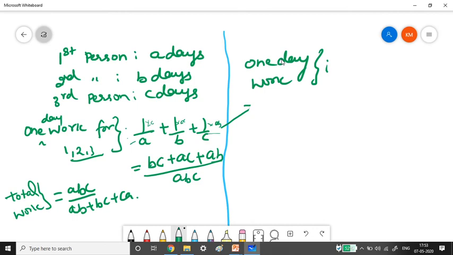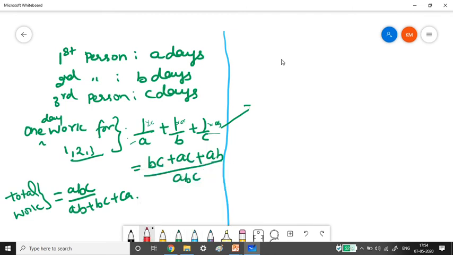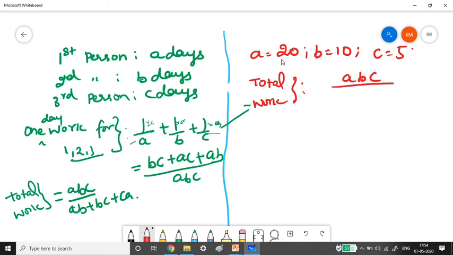Before writing this formula, let us map the variables. I'm moving very slowly because you first have to become acquainted with this kind of technique, and then we can move faster. I'll be doing that in the future videos. So we can consider A = 20, B = 10, and C = 5 for Rani. Now 1 day work is not needed, so let us not calculate it. The total work formula is ABC divided by AB + BC + CA.